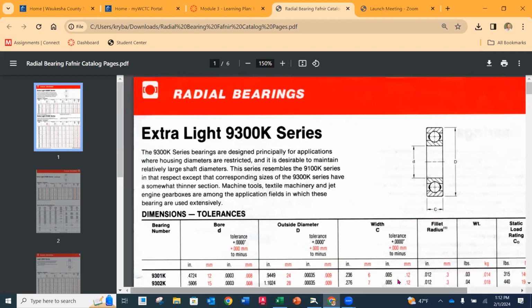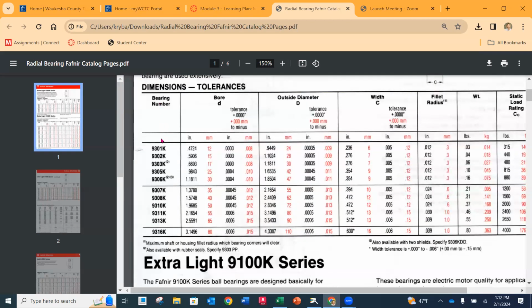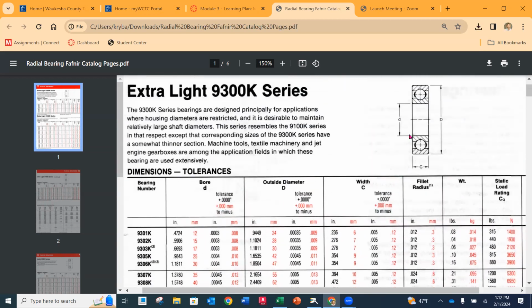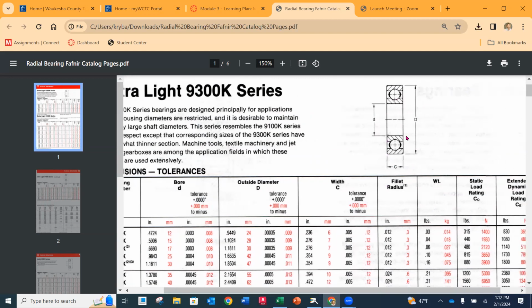Now, when I look over to the left, down the left-hand side is going to be the bearing number. Okay, that would be the part number that we would order. Next, you're going to notice that we have the bore or that lowercase d. So if we go up to the illustration, that's going to be the, if you would, the shaft diameter that we need to accommodate. And then capital D on the outside. And then C is going to be our width. And then we have a fillet radius. That's going to be on the inside right here.